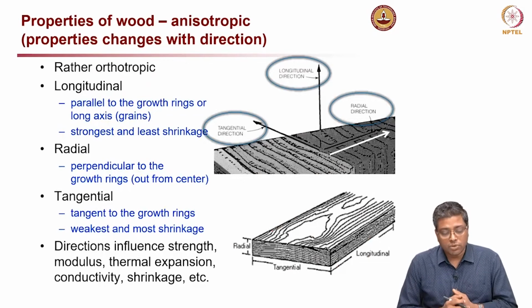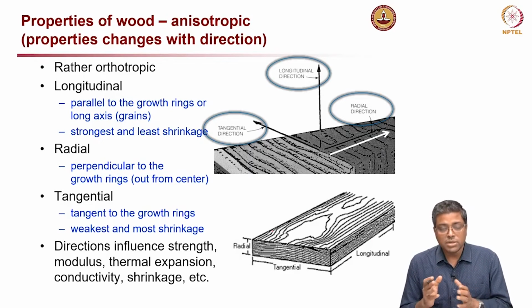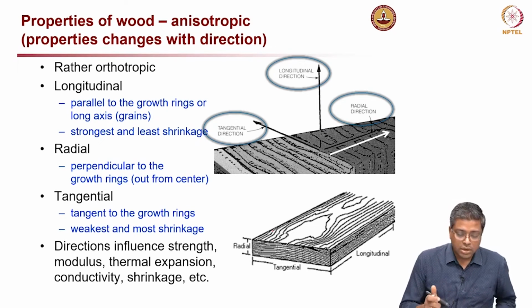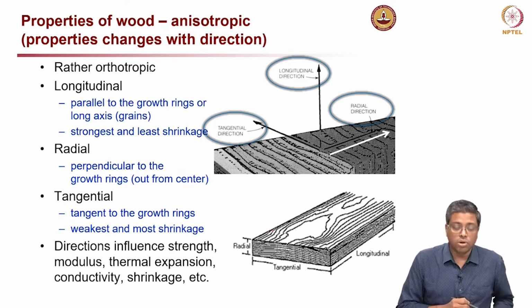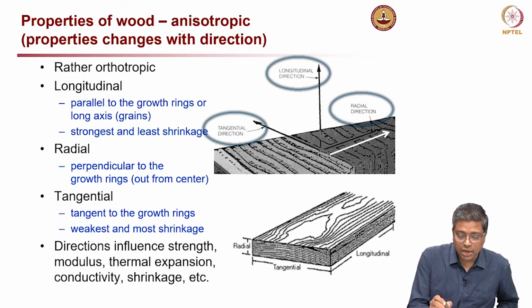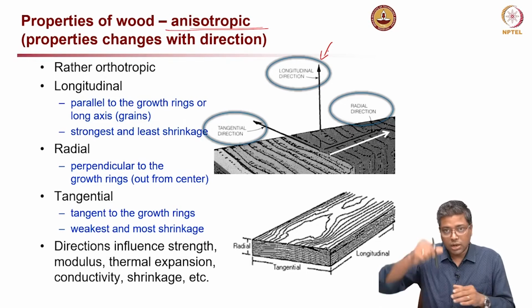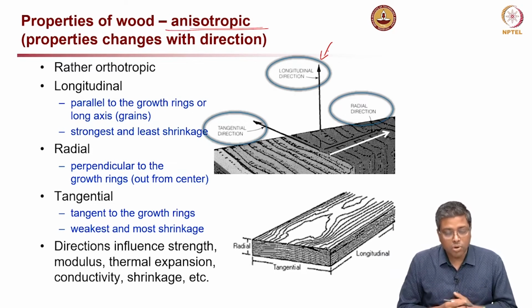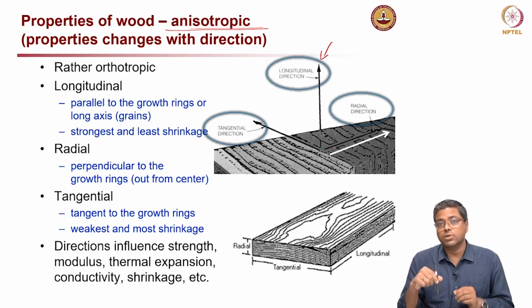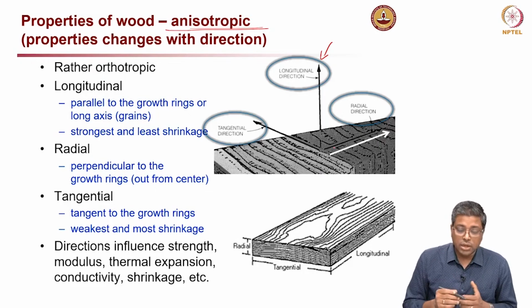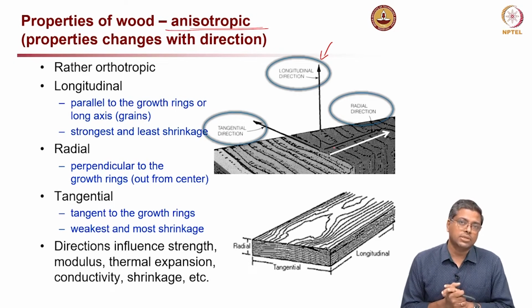Now, properties of wood are anisotropic in nature. That means they are very much dependent on the direction. I would say even rather orthotropic in nature, but anisotropic is the key word we are talking about here. In the longitudinal direction, that is along the stem or along the grains, parallel to the axis of the growth rings, wood is strong and least shrinkage happens.